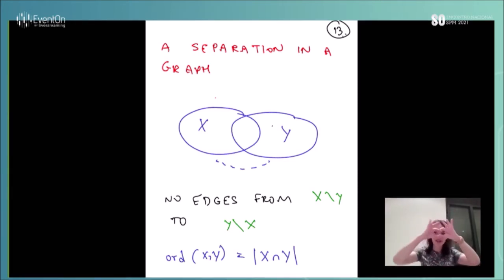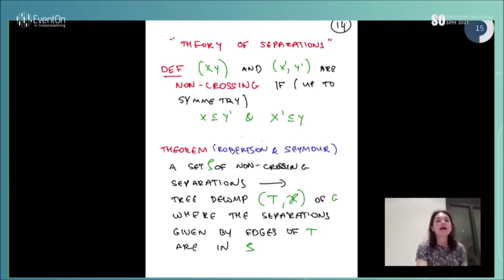So complicated separations have very large intersections. Simple separations have very little intersection. The simplest separation is just two sets of vertices with no edges between them. And there's something that I call the theory of separations that was developed by Robertson and Seymour. And what they did, they connected collections of separations to tree decompositions.